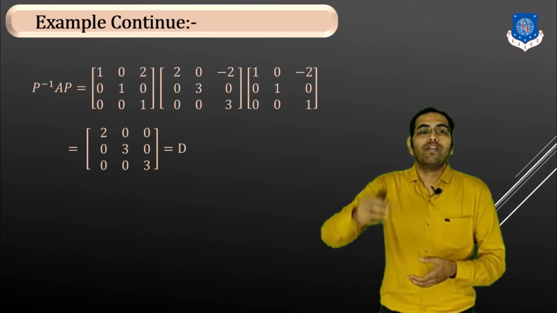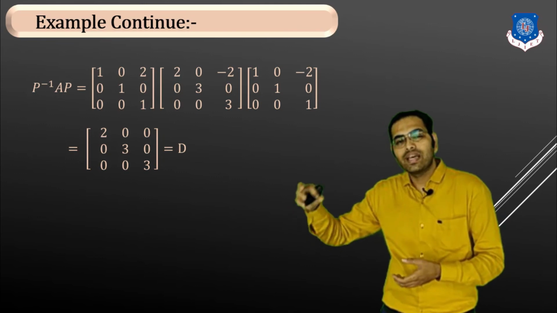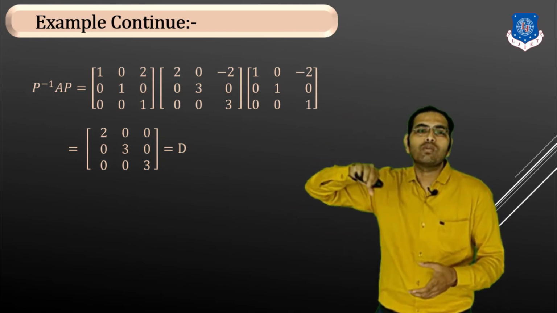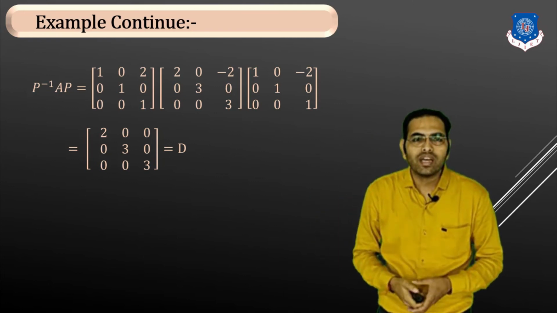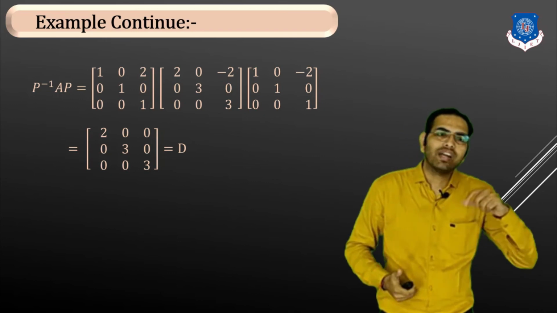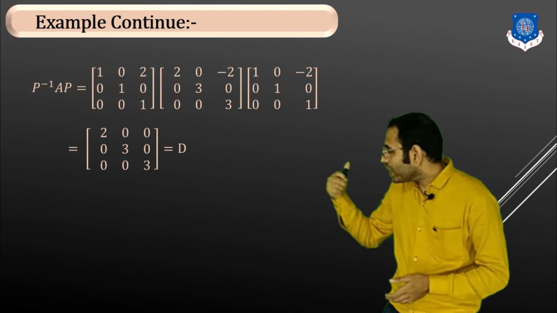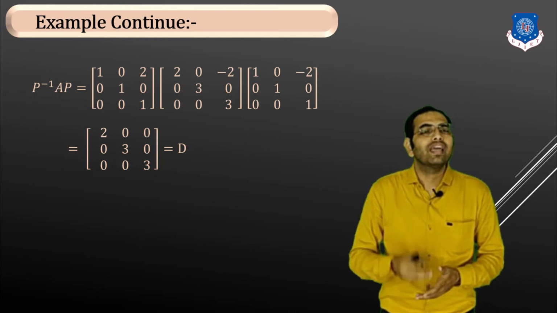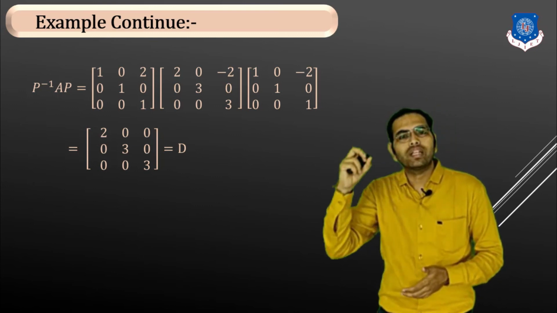Diagonal matrix means we have only diagonal elements, and except for these, the remaining values are all 0. Here our diagonal elements are 2, 3, 3. That is exactly our eigenvalues, meaning no need to multiply or simplify it. We can directly put the eigenvalues 2, 3, 3.